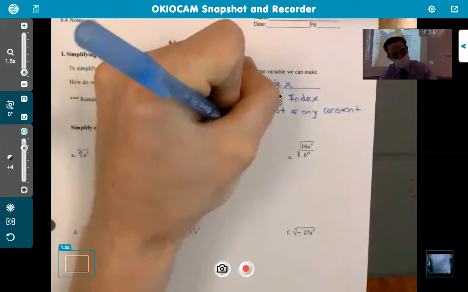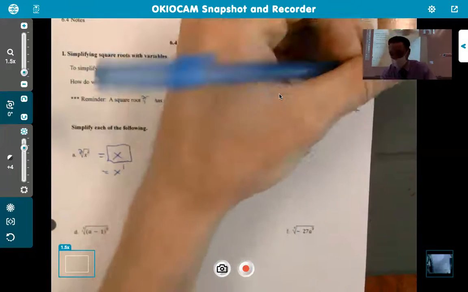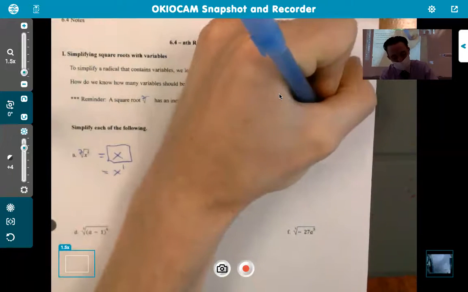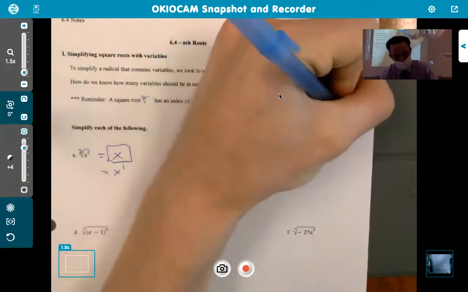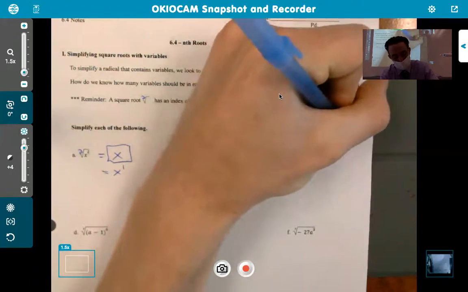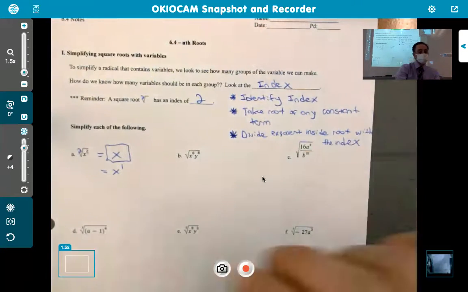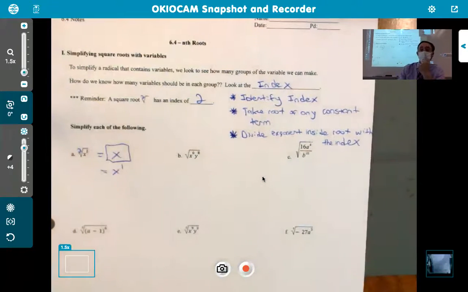And that's to divide the exponent inside the root with the index. So take whatever that exponent is, like we talked about, those 2's on the inside and 2 on the outside. We divided those to find our simplified answer, right? So we divide the exponent inside the root with the index, which is that number on the outside.